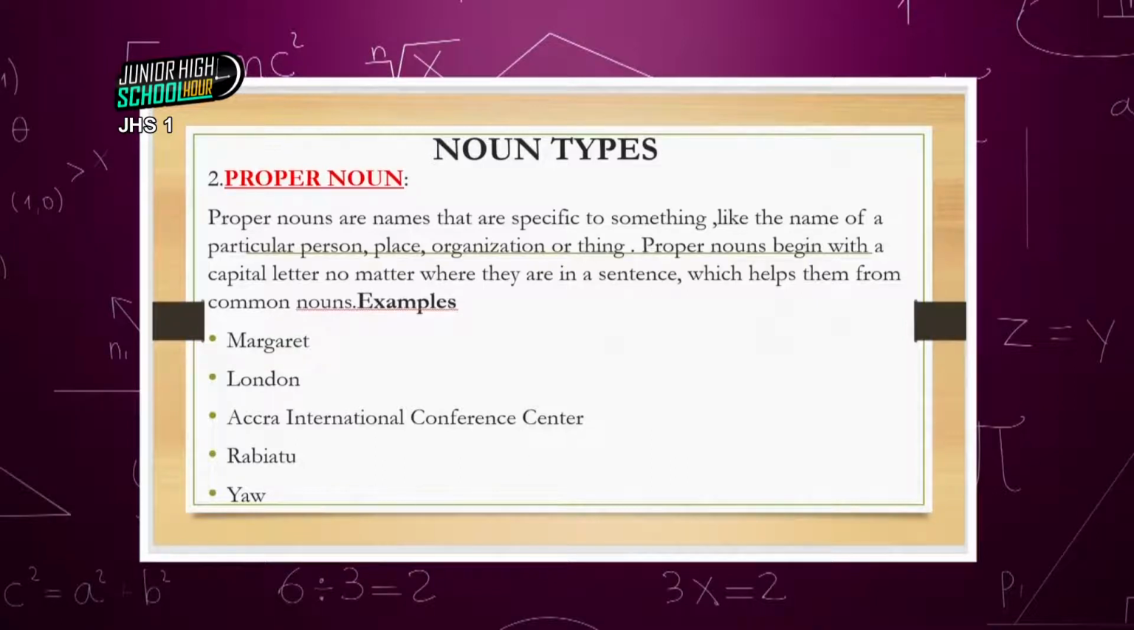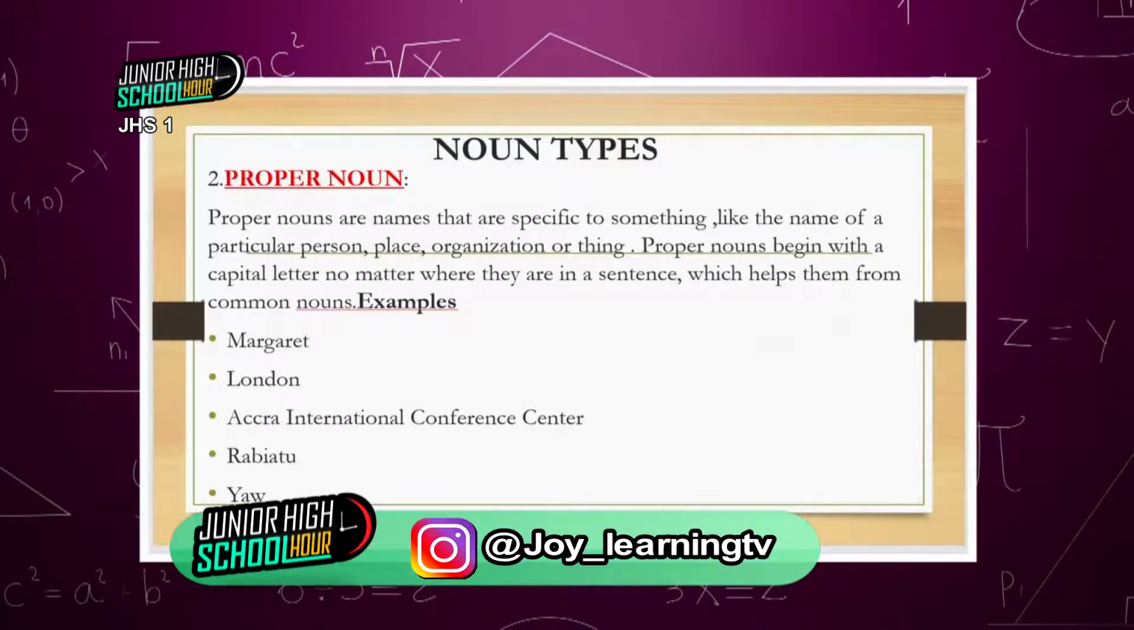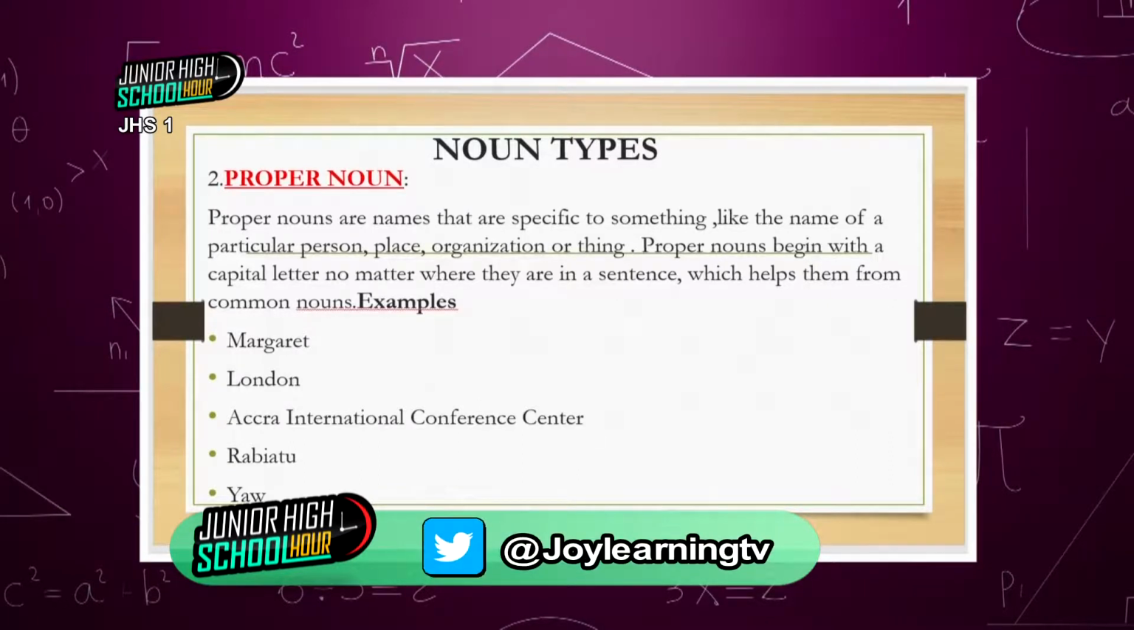So we have examples here. You have Margaret. We have London. We have Accra International Conference Center. We have Rabiatu. And then we have Yao. As you can see, they are all beginning with capital letters. They are names of persons, places, and things. We don't have a thing here, but yes, we have names. We have London as a place. Accra International Conference Center as a place, yes. And they begin with capital letters.